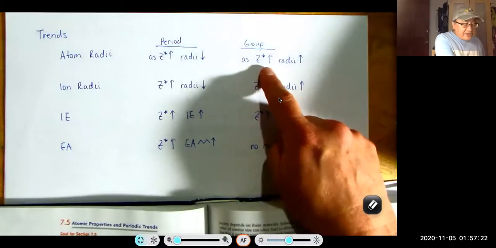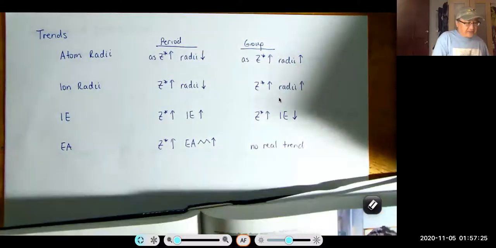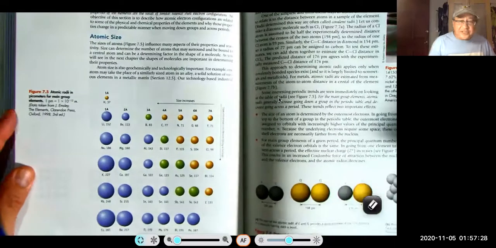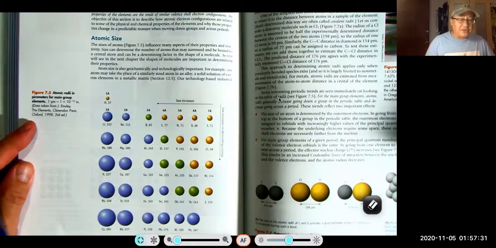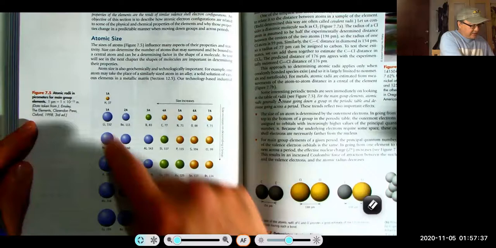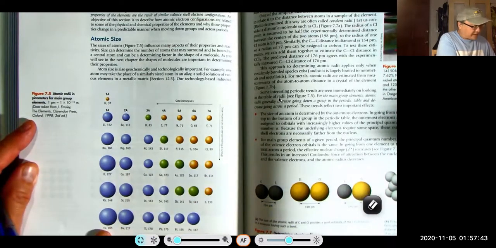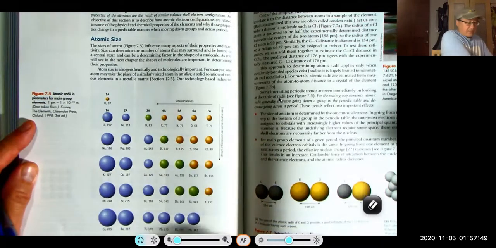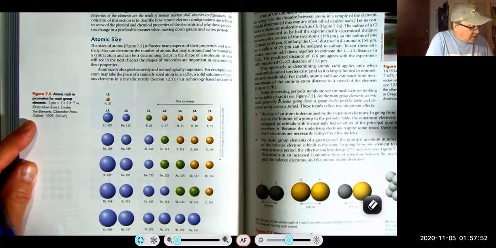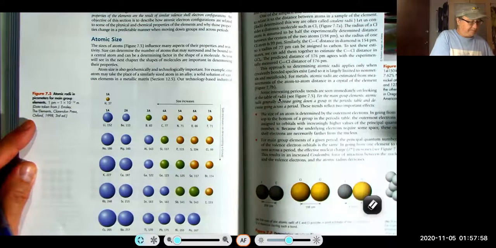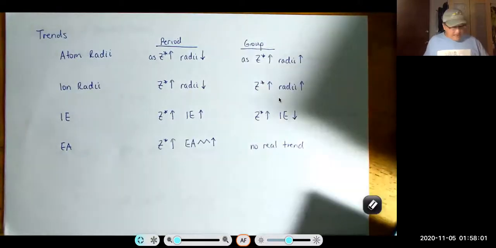Now, what about the group trend? As Z star increases, the radii increases. So let's take a look here. As Z star increases, as the effective nuclear charge increases, which means you have more protons in the nucleus, the radius increases. So take a look here, going down. As we go down, you get more protons in the nucleus and the size increases. So you can see that that is the case regardless of whatever column you're in. It gets bigger as you go down the periodic table. Okay, so that's the atom radii.